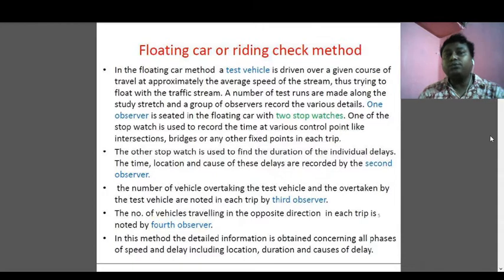Suppose from point A to the first intersection, we should be there in 2 minutes, but we have reached it in 3 minutes. So if the standard time is 2 minutes, then there is a delay of 1 minute. The total duration of the delay to reach the first location or the first intersection is recorded by the second stopwatch, along with the causes of the delay.